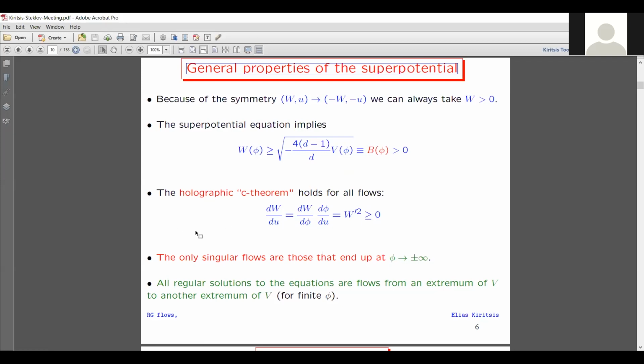And the other thing that you can derive by manipulating the equations and studying them is that the only singular flows that you will find to this system of Einstein equations are those that end up with the scalar running off to infinity. If the scalar always remains finite, all the flows are finite. Therefore, all regular solutions to the equations are flows that start from an extremum of a potential and end up in another extremum for finite values of phi. So these are general properties.